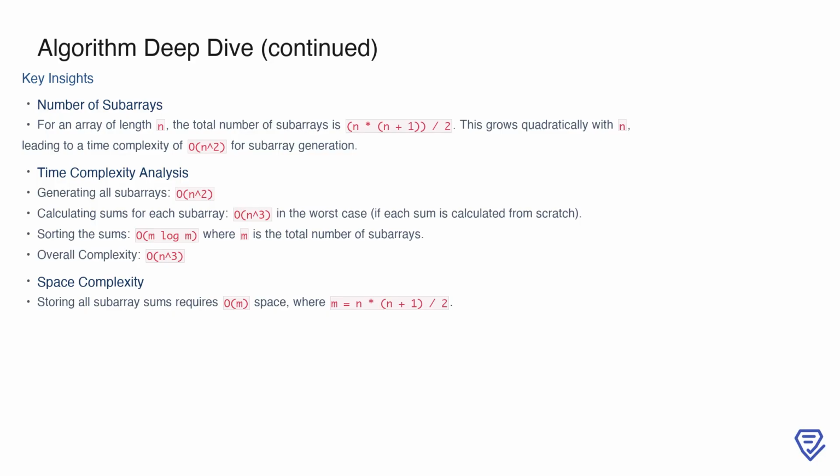Calculating the sum for each subarray can take additional time, leading to a worst-case complexity of O(n cubed), if each sum is computed from scratch. Sorting the sums introduces an additional cost of O(m log m), where m is the total number of subarrays. When combined, the overall time complexity of the brute force approach is O(n cubed). In terms of space complexity, storing all subarray sums requires O(m) space. This computational and memory overhead makes the brute force approach infeasible for larger arrays, highlighting the need for optimization.